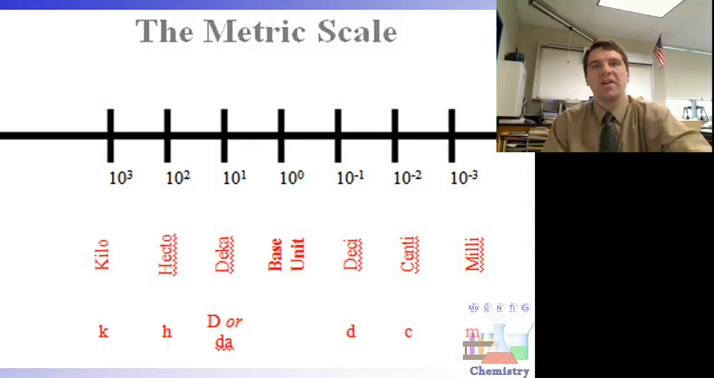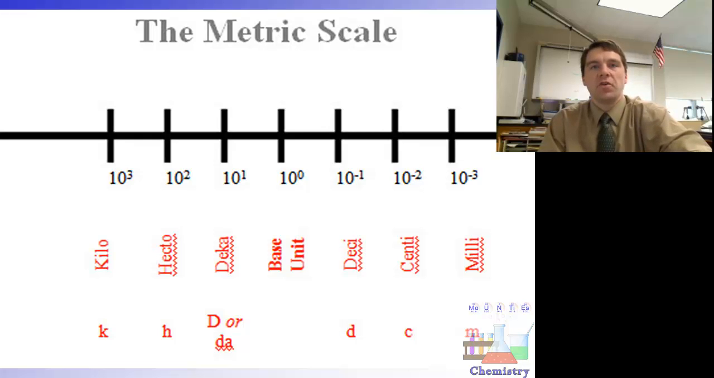If we take a look at a number line with the metric scale, we can see that each step, each unit, represents a different power of 10. And so starting at the middle would be just your plain old base unit. So if we're talking length, that would be meter. If we're talking mass, it would be grams. If we're talking volume, it would be the liter.